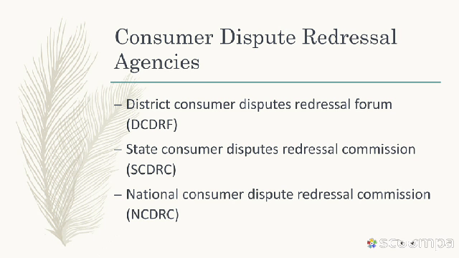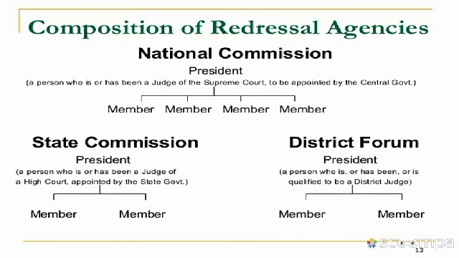The second is the state commission. It consists of a president and two other members. The president must be a retired or working judge of a high court. They all are appointed by the state government. Complaints for goods worth more than rupees 20 lakhs and less than 1 crore can be filed in the state commission. On receiving complaints, the state commission contacts the party against whom the complaint is filed and sends the goods for testing in the laboratory if required.